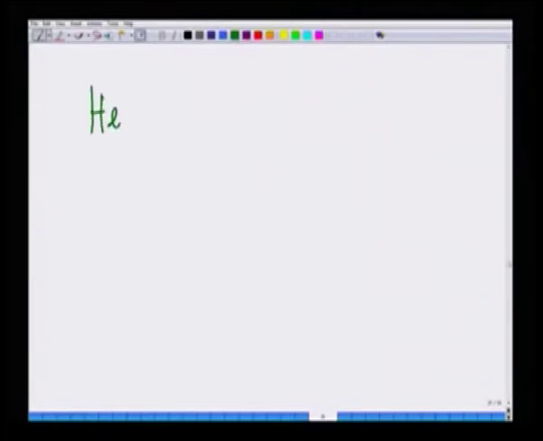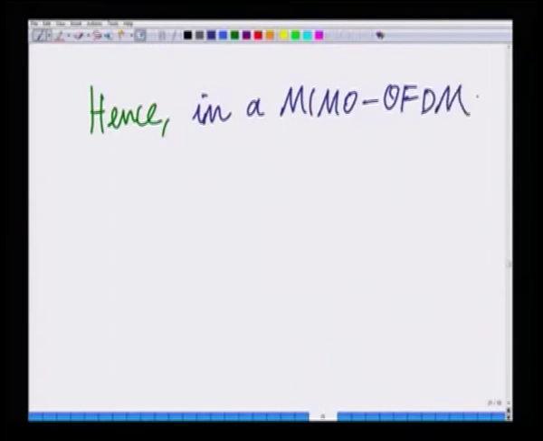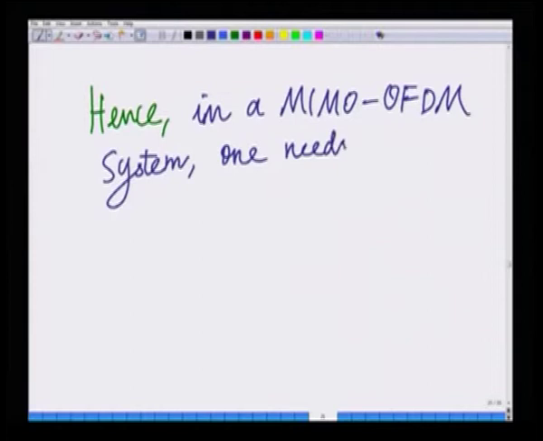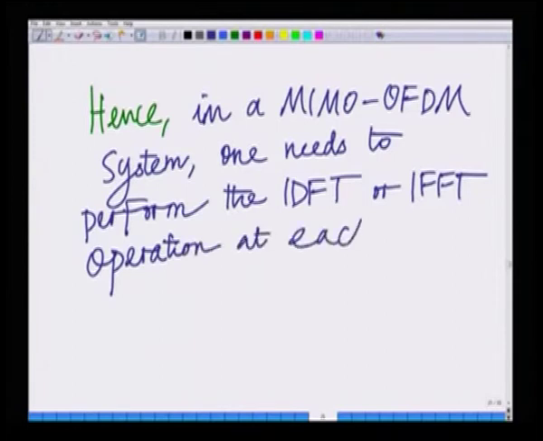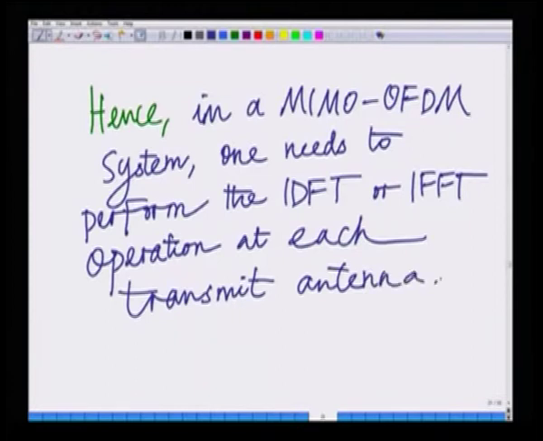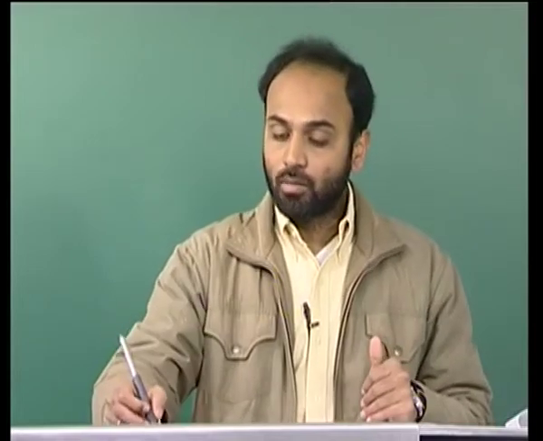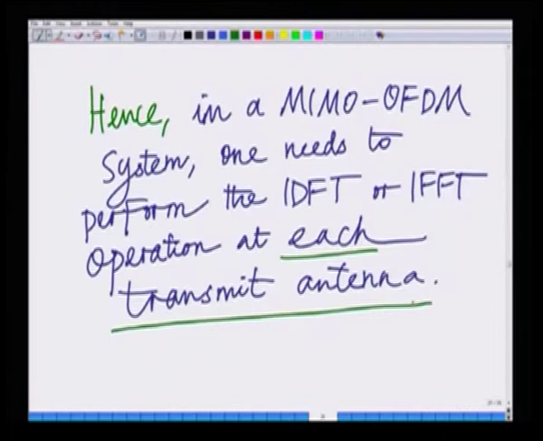Hence, in a MIMO-OFDM system, one needs to perform the IDFT or IFFT operation at each transmit antenna, that is, all the operations that we had in the OFDM schematic at the transmitter now have to be performed at each transmit antenna in this MIMO-OFDM system.